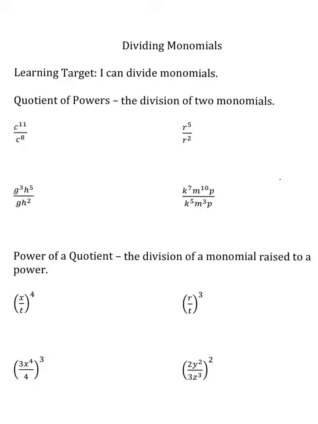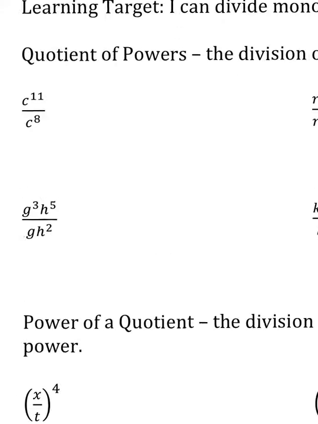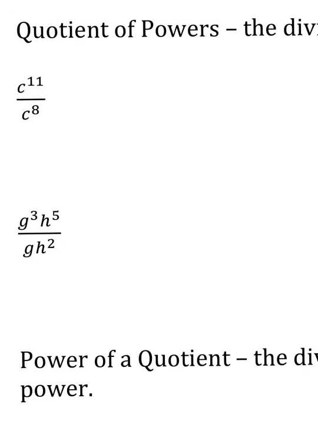Okay? So dividing monomials, our learning target: I can divide monomials. We're going to use a lot of the same skills that we use for multiplying monomials to help us divide. So first, if we have a quotient of powers, that's two monomials divided by each other, right? So let's look at this first one. You have c to the 11th divided by c to the 8th.